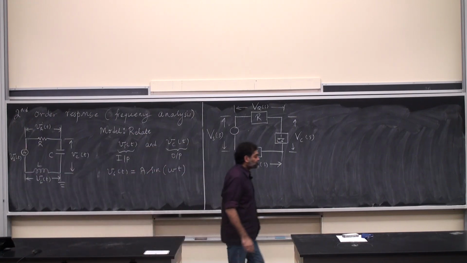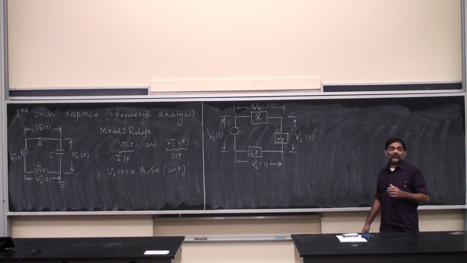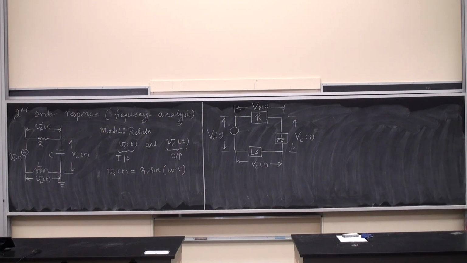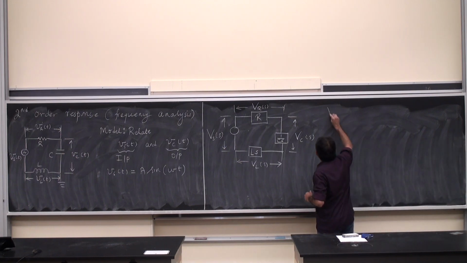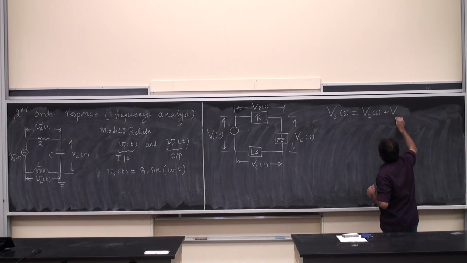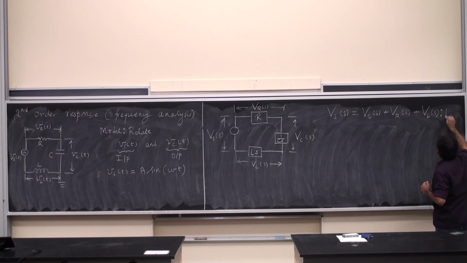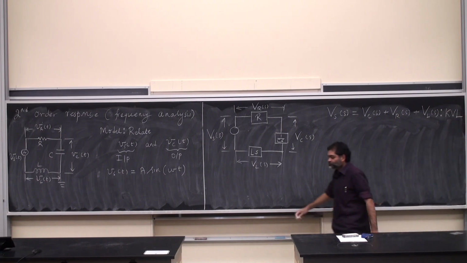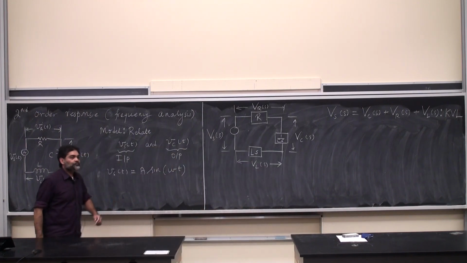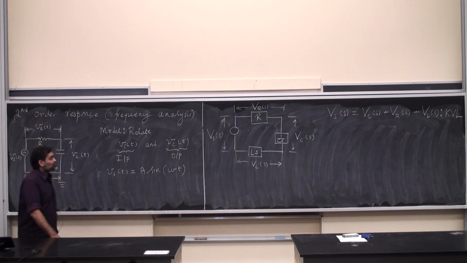Kirchhoff's voltage law: the sum of the potential drops across the passive elements is equal to the potential rise across the source element. There's only one source element here, so Vs of s is Vc plus Vl plus Vr. This is by KVL. You could have done it in the time domain, no harm done, and then taken the Laplace transform. That's also completely fine. This is easier.